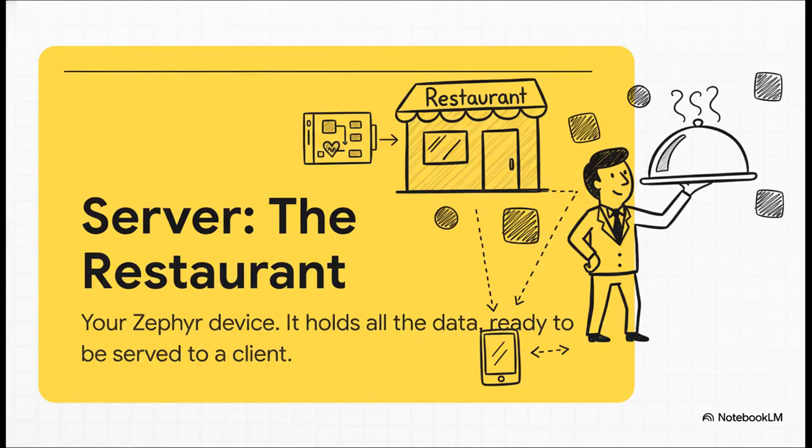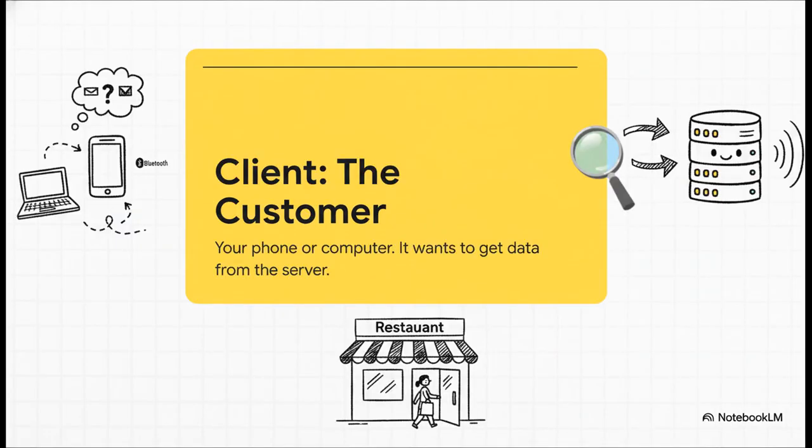So first up, your Zephyr device, the thing with the sensor on it, maybe a heart rate monitor, that's the server. It is the restaurant. It's got all the data, all the goods, just waiting for someone to ask for it. Now, your phone or your computer, that's the client. It's the customer that just walked into the restaurant. It doesn't have the data, but it knows it wants to get it from the server.